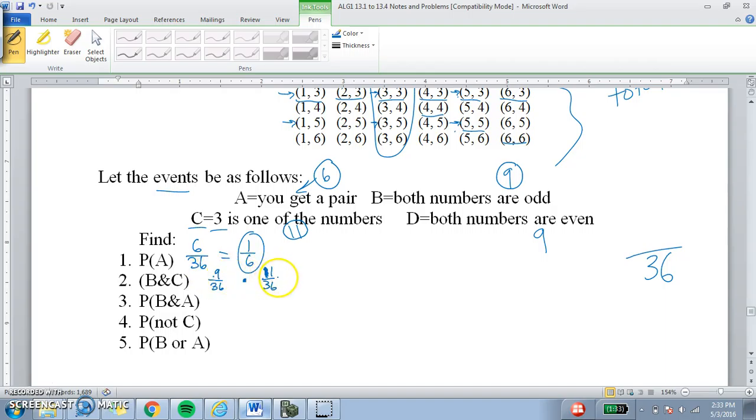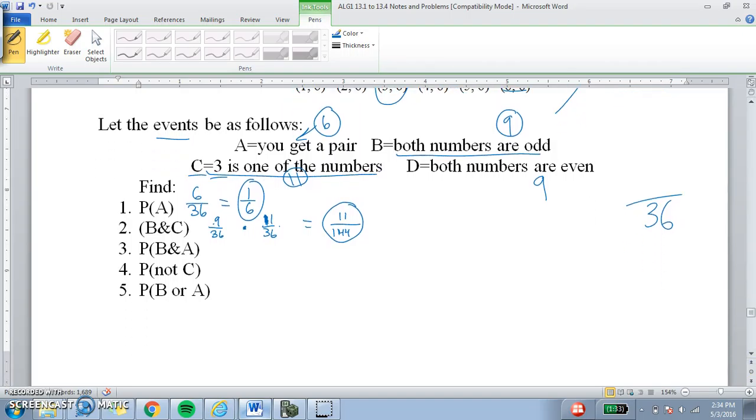I'm just going to take the probability of each individual event, and then multiply those two numbers together. If I plug that in, 9 over 36 times 11 over 36, and reduce the fraction, we get 11 out of 144. This would be our probability of B and C happening, of both numbers being odd and 3 being one of those numbers.